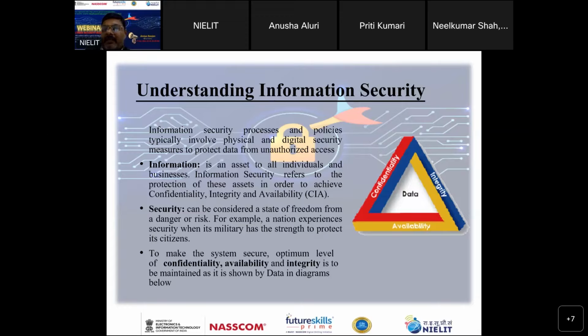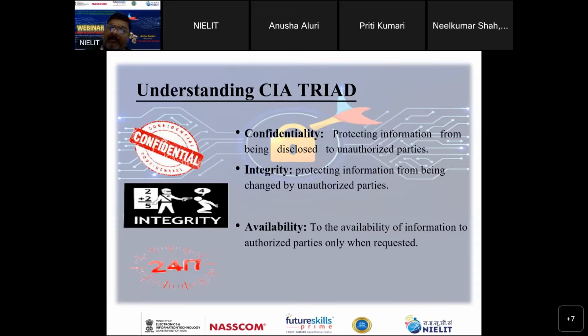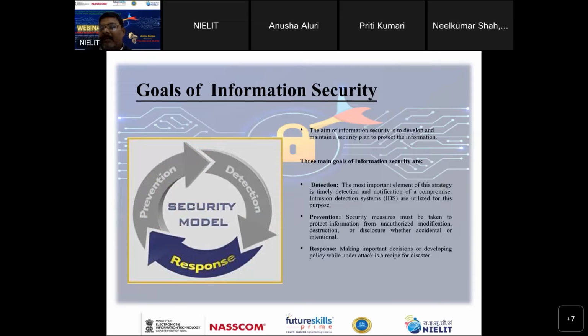Okay, so understanding the CIA triad. What is the CIA triad? Confidentiality, integrity, and availability. Confidentiality is about protecting information from being disclosed to unauthorized parties. Integrity is about protecting information from being changed by unauthorized parties. And availability is the availability of information to authorized parties only when requested. So the goal of information security is to develop and maintain a security plan to protect the information.